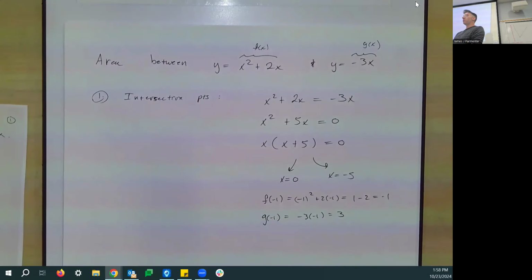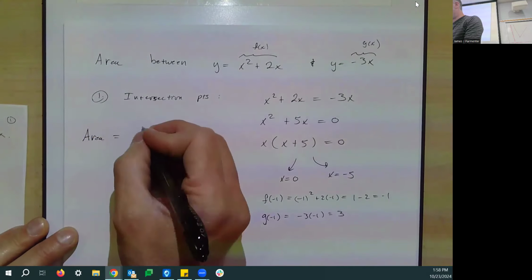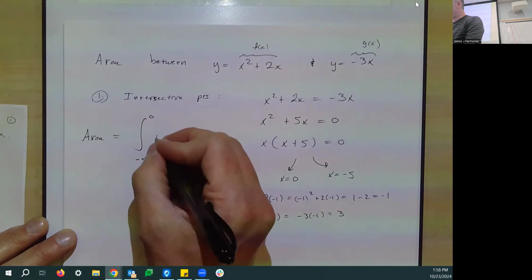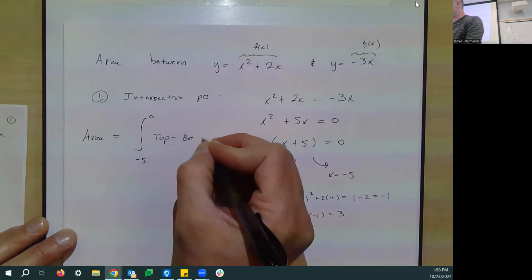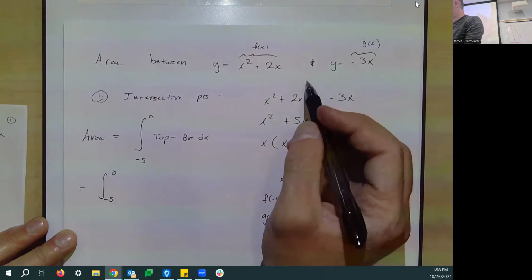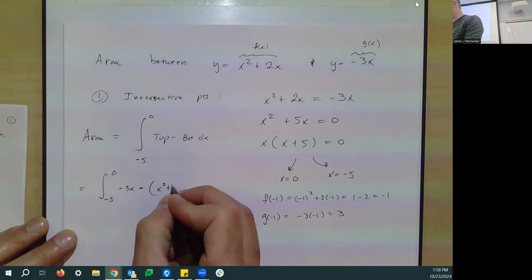So on that interval, where they intersect at 0 and -5, which is the only places they cross, everywhere between 0 and -5, g is going to be the bigger function. It's bigger at one point. So we know that our area can be found by taking the integral from -5 to 0 of the top function minus the bottom function, which in this case is going to be the integral from -5 to 0 of your top function, which is -3x, minus your bottom function, which is x squared plus 2x.